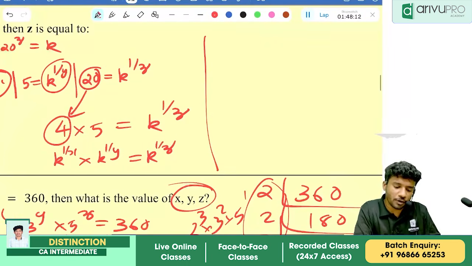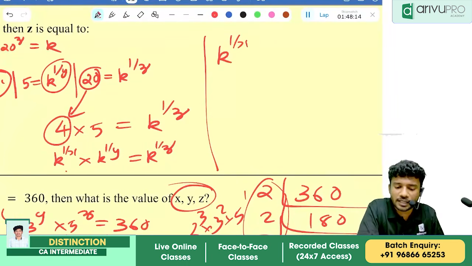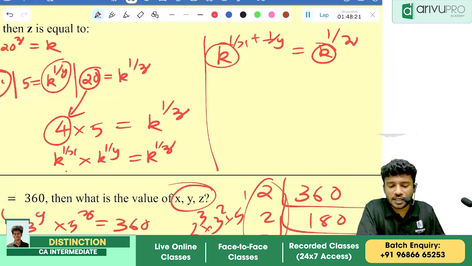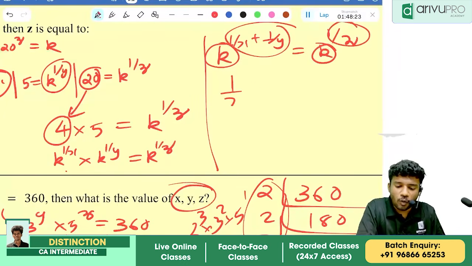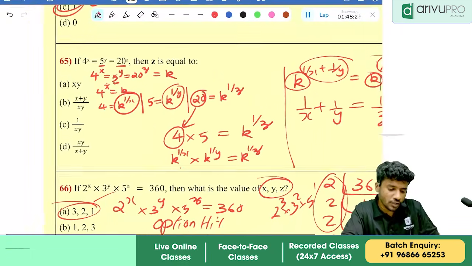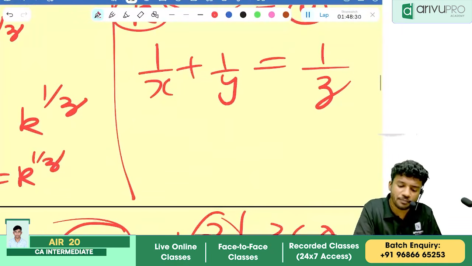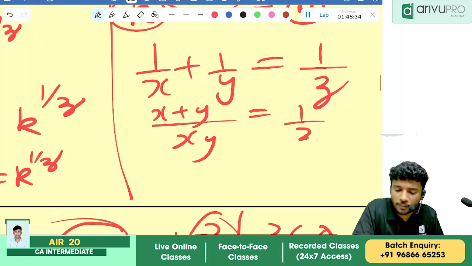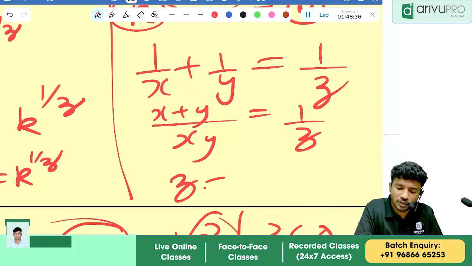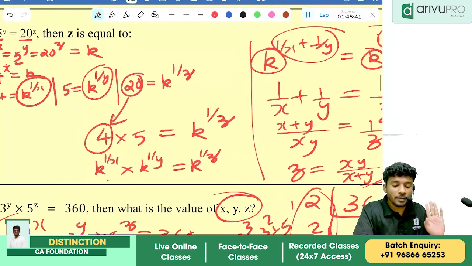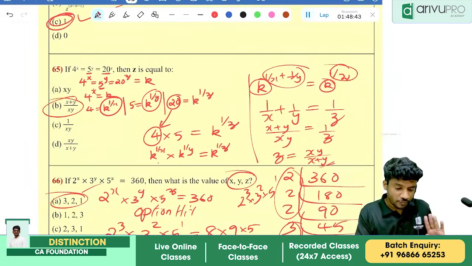People, use the property: K raised to 1 by x plus 1 by y is equal to K raised to 1 by z. Bases are same, that means power is also same. 1 by x plus 1 by y is equal to 1 by z. Now, take the LCM: (x plus y) by xy is equal to 1 by z. Take the reciprocal, z is equal to xy divided by x plus y. This is one method. Which option is the answer?